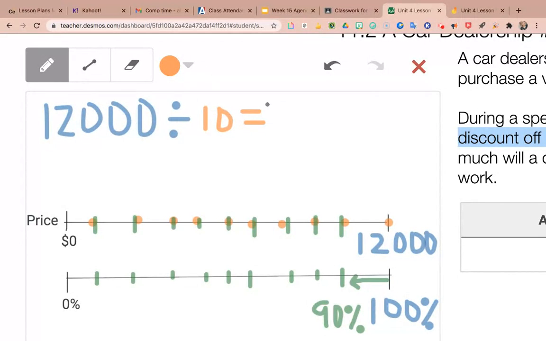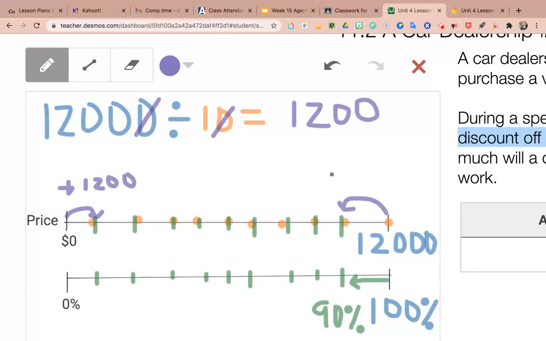12,000 divided by 10. You can use your calculator if you would like, but I know that a 0 and a 0 cancel. So then 1,200 divided by 1 is 1,200. So that is how much I move each time. Each time I move on this number line, I'm going up 1,200. So each time I'm going down 1,200. So if I go down one, I'm going down 1,200.